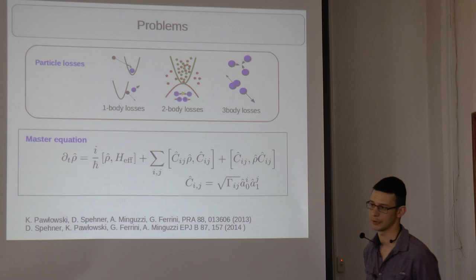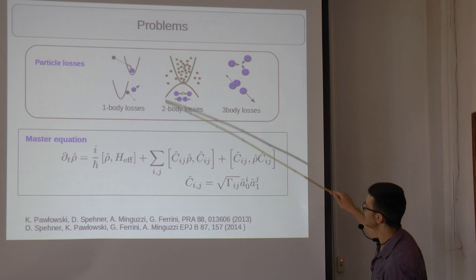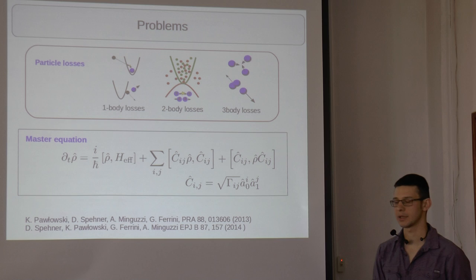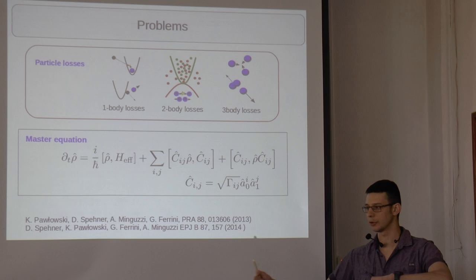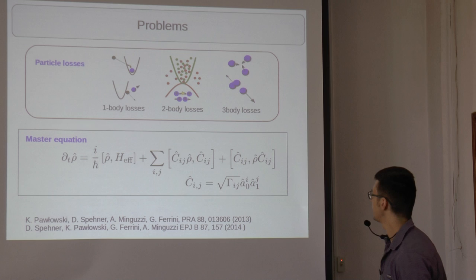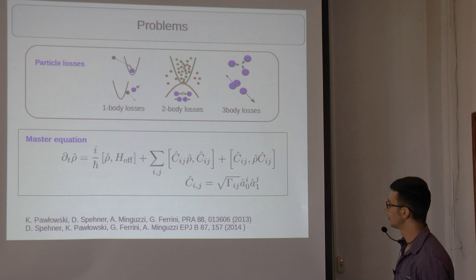And then, depending on what states are used, sometimes there are two-body losses in which, during collision, the state is changed. Because these traps are sometimes magnetic, after collision, if the internal state is changed, the atoms in this new internal state don't feel the potential. They are not kept in the container, they just escape. And all these losses are included in the evolution via the master equation.